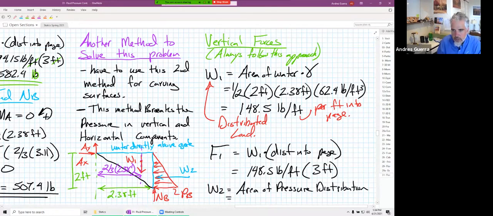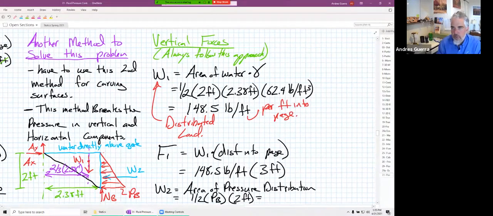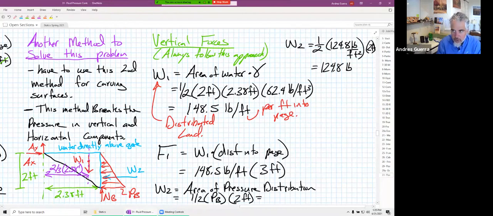And so that is going to be equal to 1/2 times PB times 2 feet. And when we plug all that in, let me continue it over here. W2 is going to be 1/2 times 124.8 pounds per foot squared times 2 feet. And that is going to give us 124.8 pounds per foot.